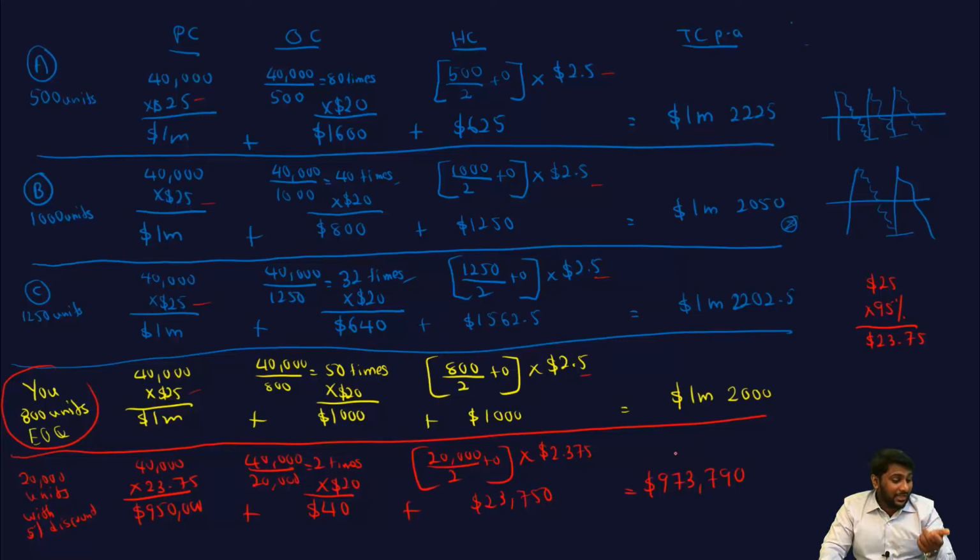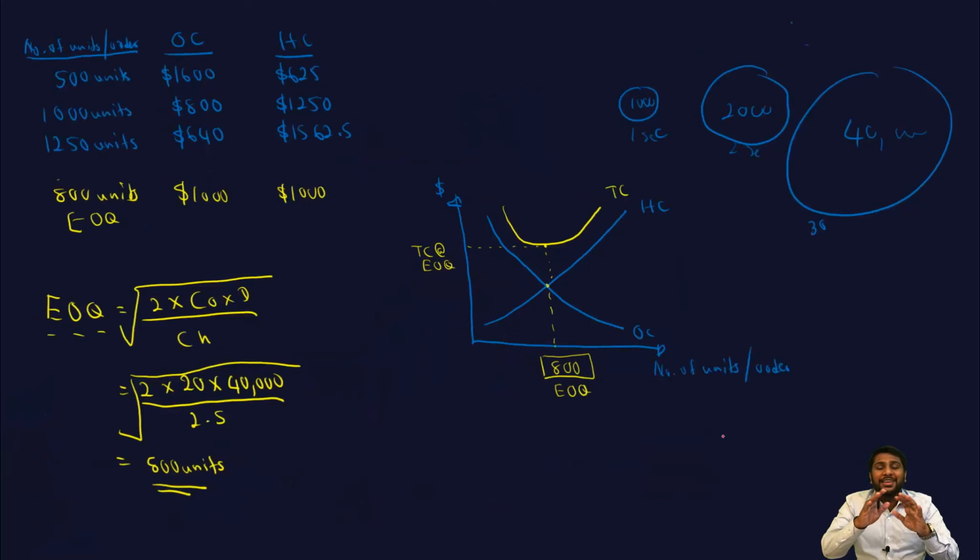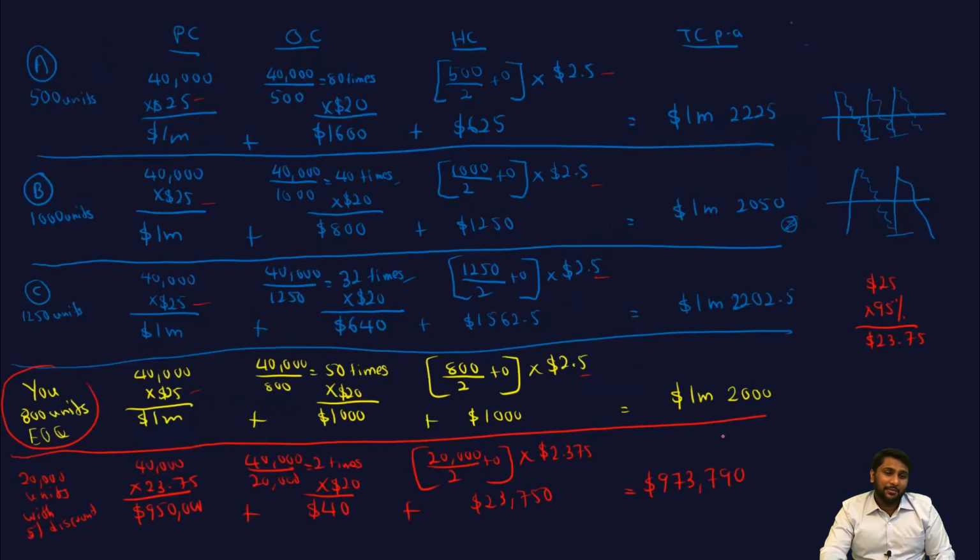Then your total cost will be only 973,790. If you order at EOQ, your total cost will be 1,002,000. So remember, EOQ will become the best order quantity only if there is no discount. If there is discount, you have to compare the two and see. So this is how you can manage your inventory cost using the EOQ method. I gave you a complete idea about EOQ using this one example.